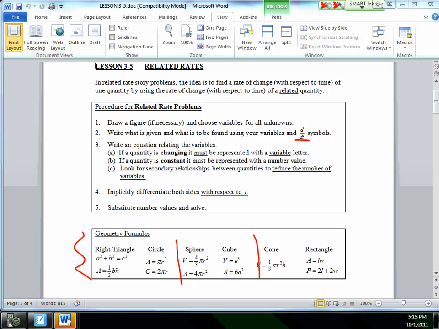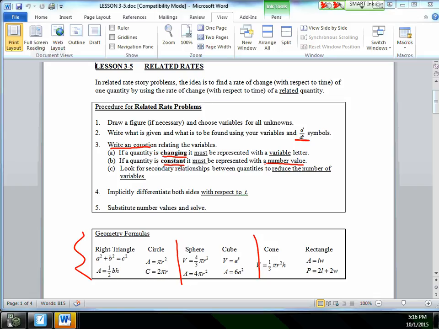So step 3 then is once you write down everything you have and what you're trying to find, you need to come up with an equation that relates everything together. Now these 3 things you need to watch. I'm sorry, it keeps doing that loud sound. A, if a quantity is changing, it must be represented with a variable. Very, very important.